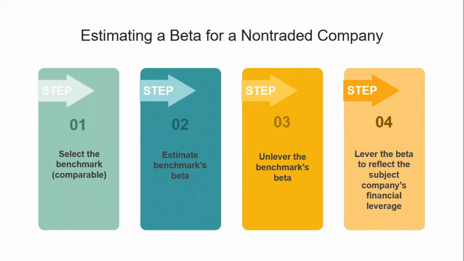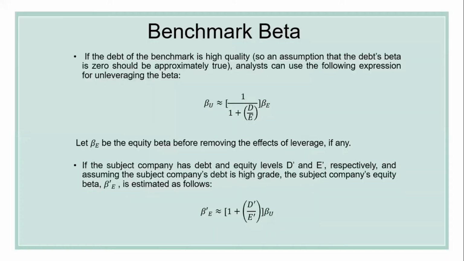Step 2, we need to estimate the benchmark beta, then unlever the benchmark beta, and lastly, relever the beta to reflect the subject company financial leverage. Let's take a look at the benchmark beta. If the debt of the benchmark is high quality, an assumption that the debt beta is 0 should be approximately fine. Analysts can use the following expression for unleveraging the beta.